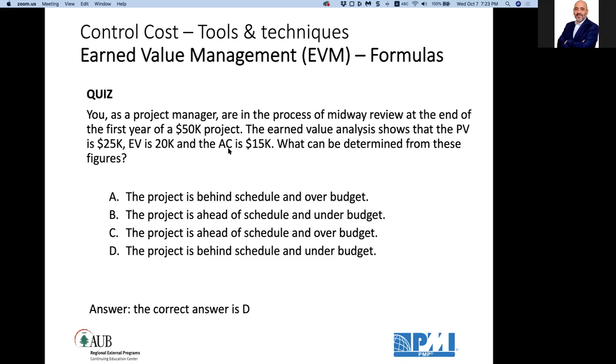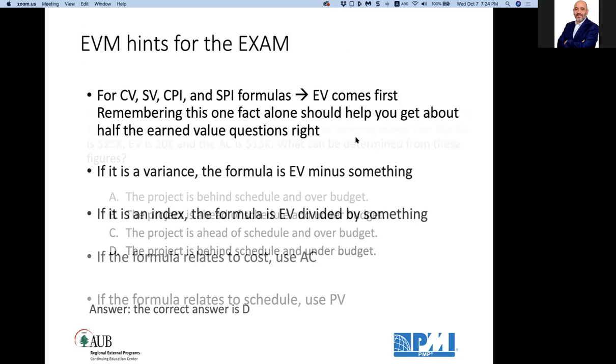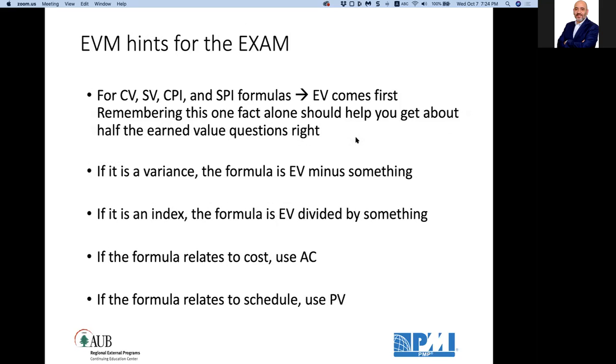Great. Now you just need to find the correct answer between A and D. Actual cost is 15k, less than the earned value, meaning I did not spend as much as I should have, so I was under budget, which is D. The correct answer is D. So without applying the formulas, sometimes you can answer exam questions related to earned value analysis.